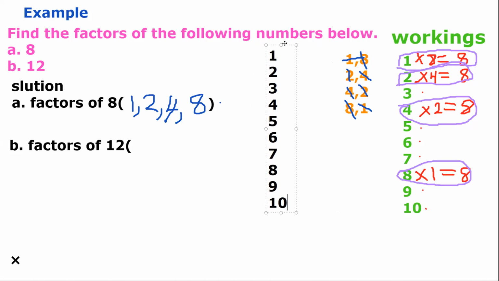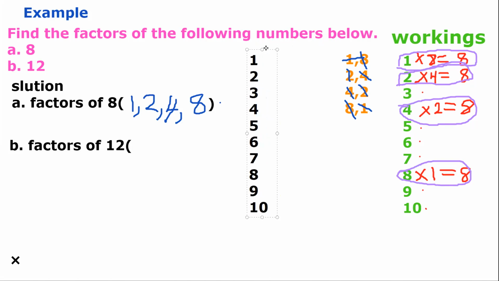Now I have my 1 to 10 here. Then you find the numbers. When you multiply by 1 to 10, that will give you 12. Okay, so you start with the first one. 1 times 12 will give you 12.